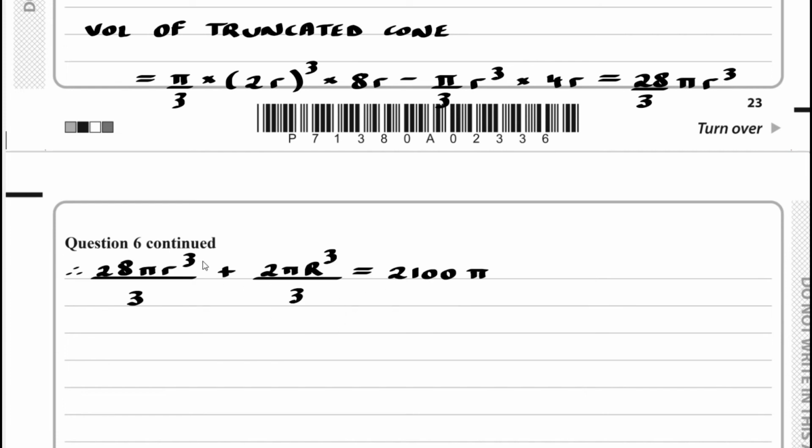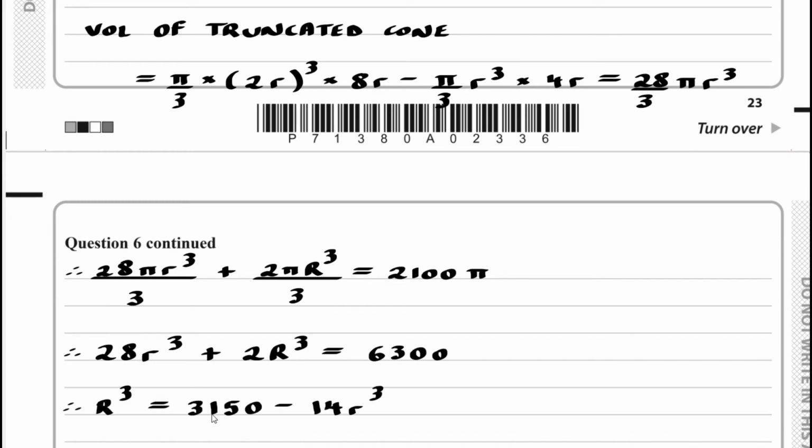to 2100 pi. So we have 28 pi r cubed over 3, which is the truncated cone, plus the hemisphere 2 pi capital R cubed over 3, and this is equal to 2100 pi. If I multiply through by 3, I have 28 r cubed plus 2 capital R cubed equals 6300, and if I rearrange, capital R cubed is equal to 3150 subtract 14 r cubed.